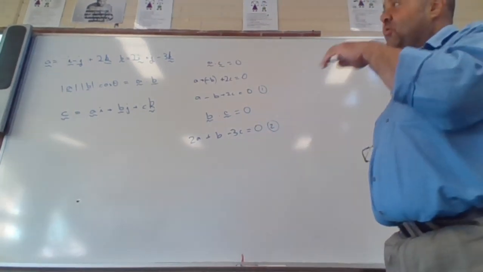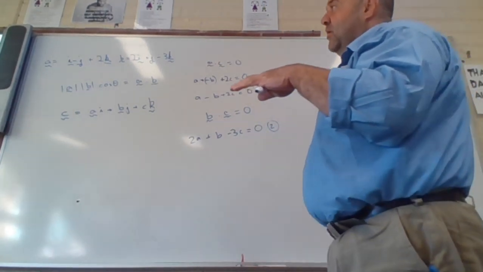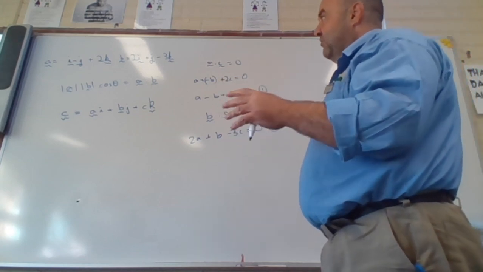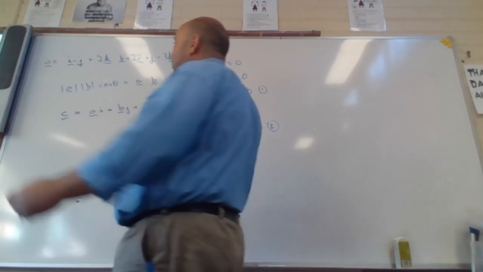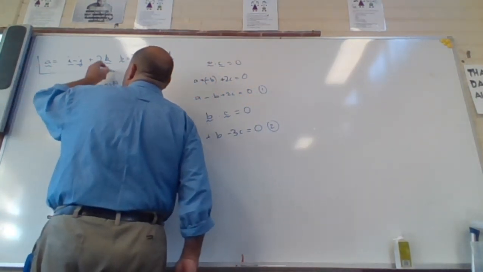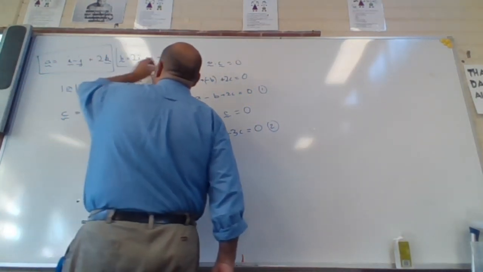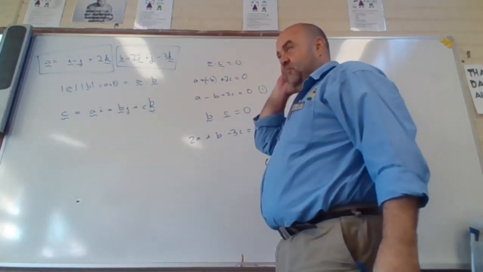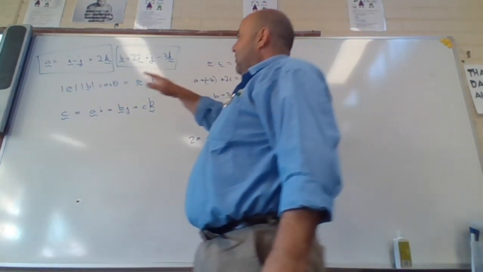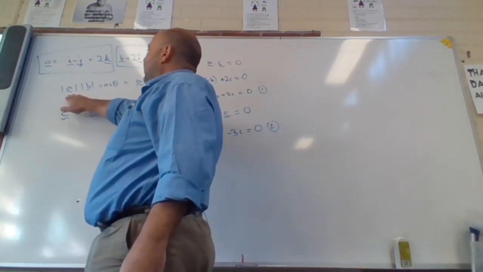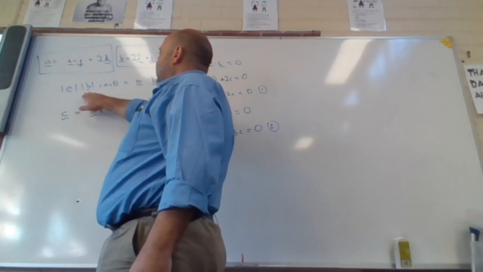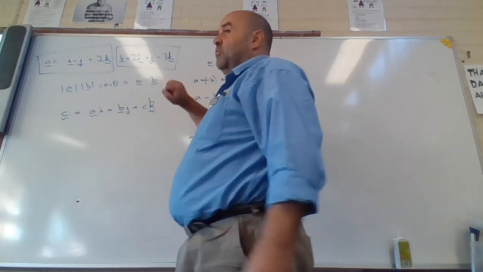Okay, so we're looking at Cambridge Extension 2, Exercise 5C, Question 11. They give us two vectors, A and B, and they want us to find a vector that's perpendicular to both. Well, we've written down some results that we know. We know that the modulus of A times the modulus of B times cos theta equals the dot product of A and B.